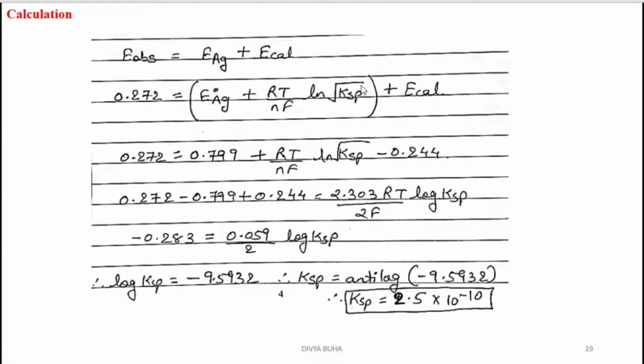EMF of the silver electrode plus RT upon nF ln under root KSP. Over here KSP is the solubility product of silver chloride. R is the gas constant, T is the temperature in Kelvin, and F is the Faraday constant, plus E calomel, that is the potential of the calomel electrode.